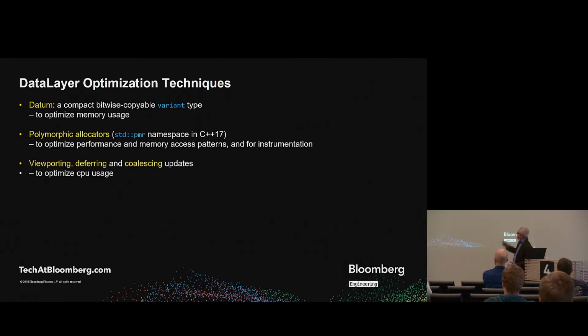And now that they are, there's this new polymorphic allocator in the standard in C++17. It's something that we really want to show the world how we've used, because it's actually very easy, and for us it really, really helps us. And some of the optimization tricks we actually use within the data layer infrastructure to minimize CPU usage.